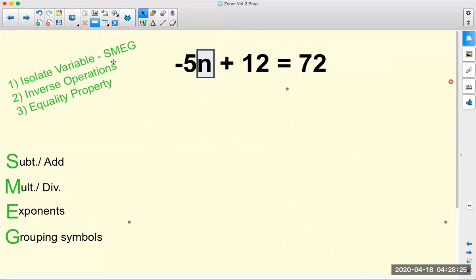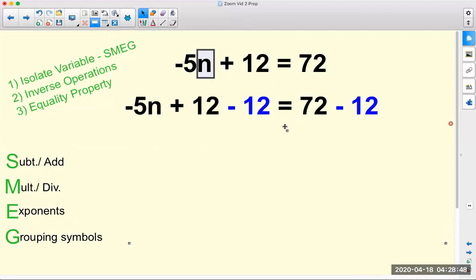So to do that, let's use SMEG. Let's look for subtraction or addition in our equation. Here we have plus 12. What's the inverse of adding 12? Subtracting 12. Where do we subtract 12? On both sides of the equal sign. That looks like this. You can see I used equality because you see minus 12 on the left and on the right. Let's clean this up by combining our inverses and simplifying the right-hand side.